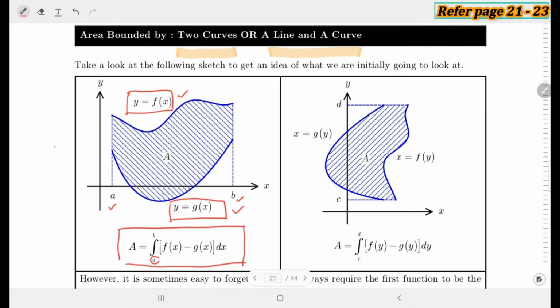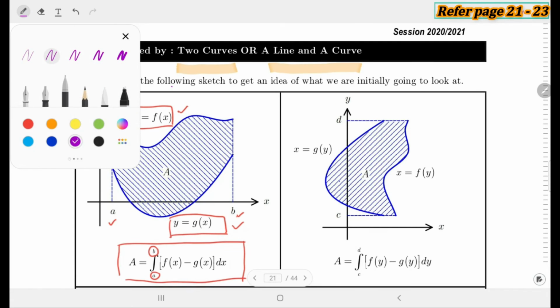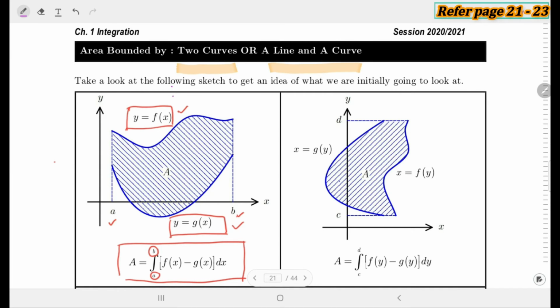So we have limit from a to b, and the upper function is f(x), or we could use another color in order to identify which function is larger than the other function. So when I draw a line here, we could see this function and this function, f(x) is above g(x). So now f(x) is the upper function, g(x) is the lower function. So the upper function will subtract the lower function, f(x) minus g(x).